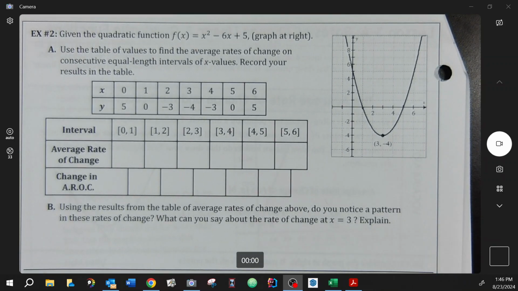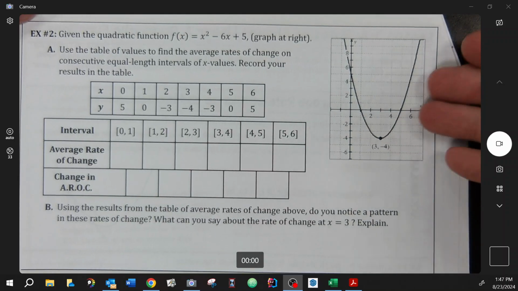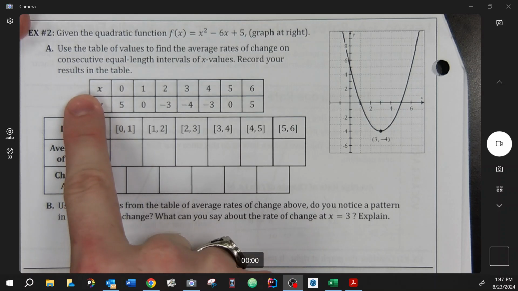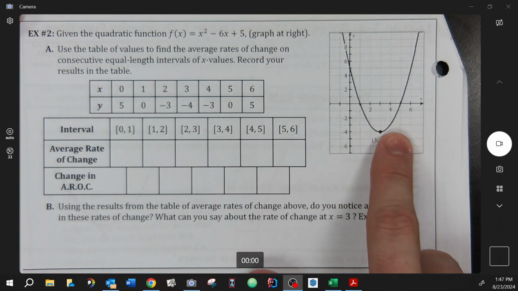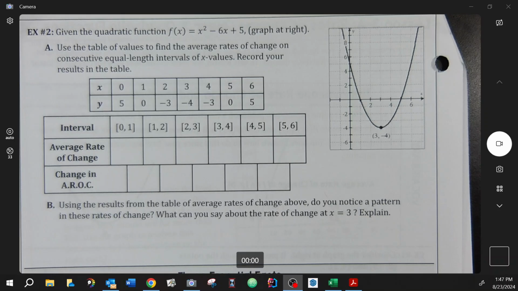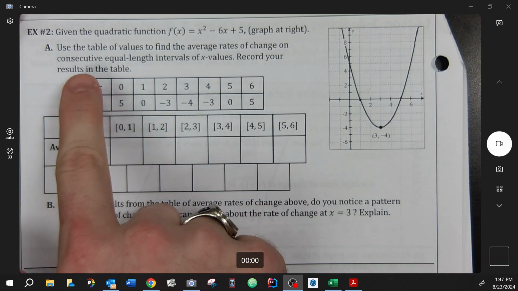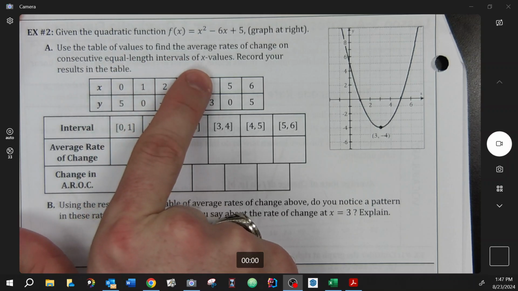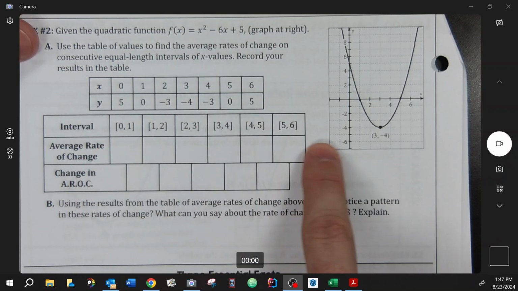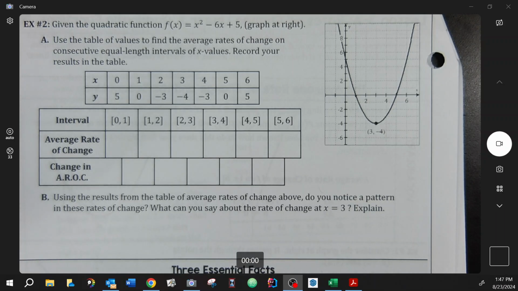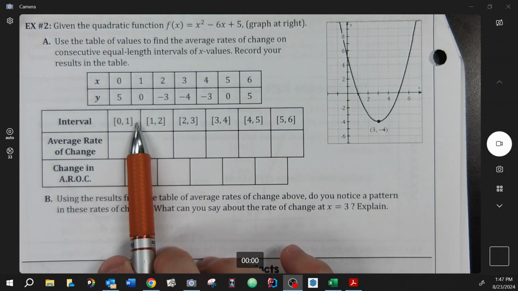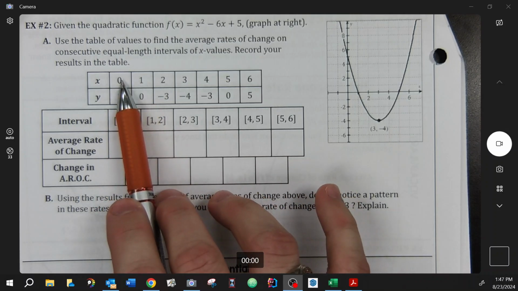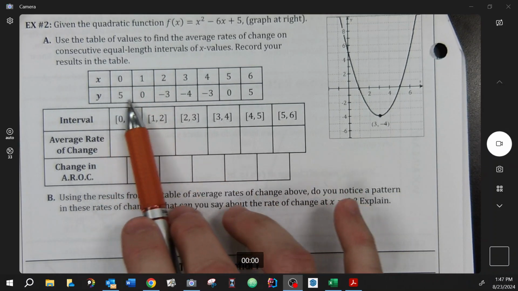Here we have the quadratic function x squared minus 6x plus 5. There's its graph. The directions say to use the table of values. By the way, these are all x, y's that are on this picture. Use the table of values to find the average rates of change on consecutive, that means back to back to back to back, equal length intervals of x's. And then we're going to put them in here. So this is from x equals 0 to x equals 1. The average rate of change is just the slope between these 2 points.